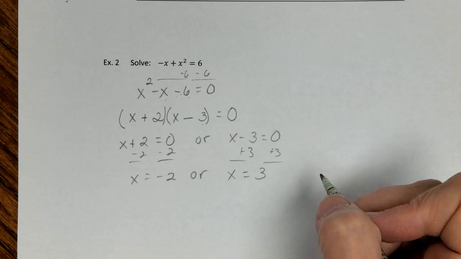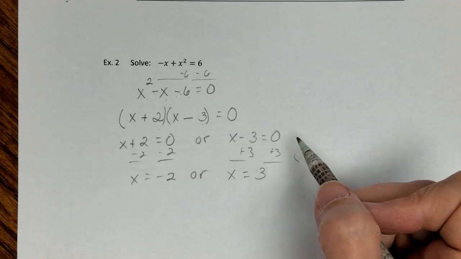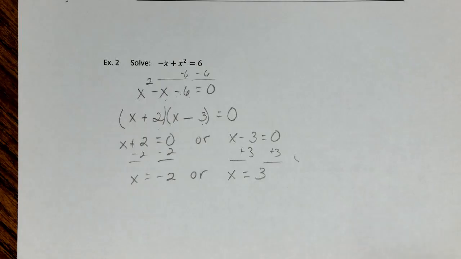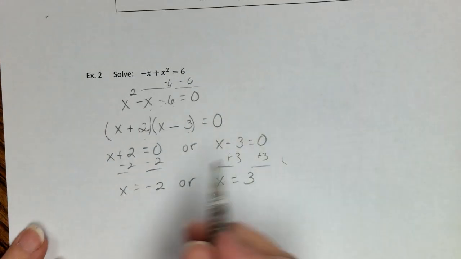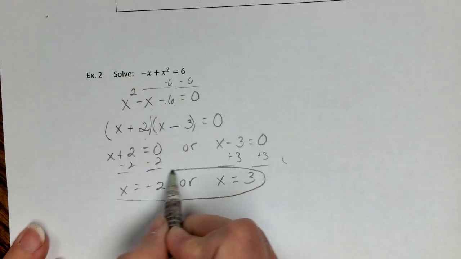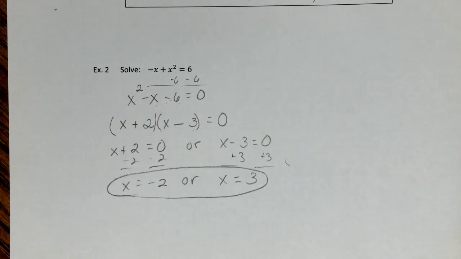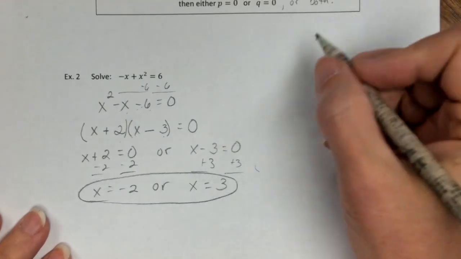And to write my answer, I could just circle that the way it is, or I could write negative 2, comma 3. Don't write them as an ordered pair, though. They wouldn't go in parentheses. I'm just going to circle it like that. Now, to check it, I would go back to the original equation and put them in and make sure they work. So we have some space. I'm going to do the check over here on the right.